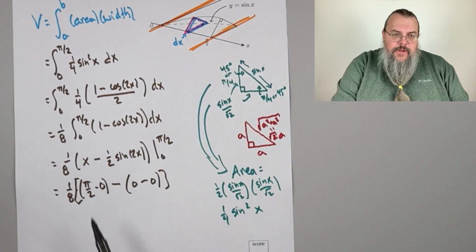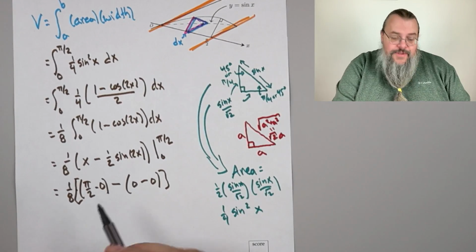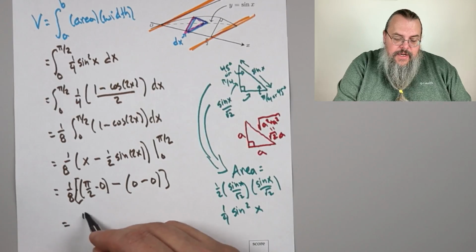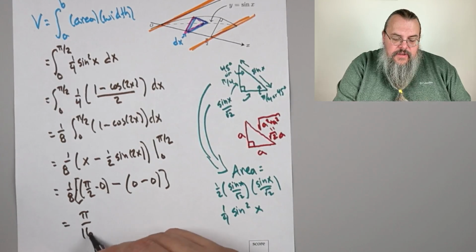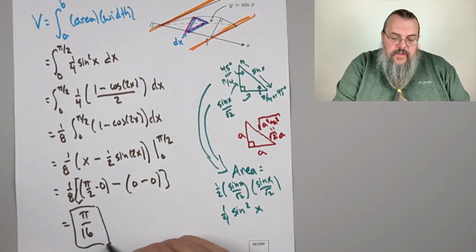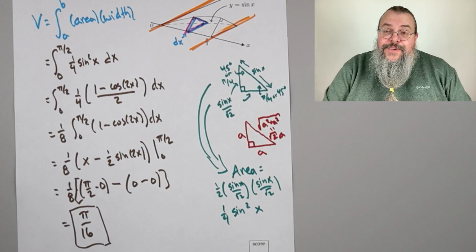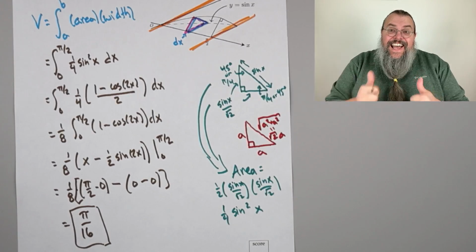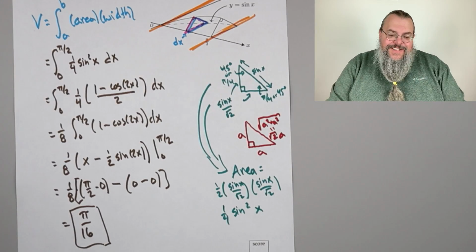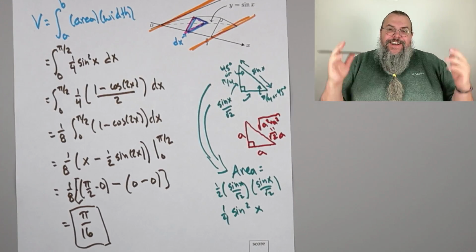So what do we end up with? 1/8 times pi over 2, also known as pi over 16. And we don't have any units, so that's just it. Pi over 16. There's our final answer. Nice! Cool. Geometry. Gotta love it.